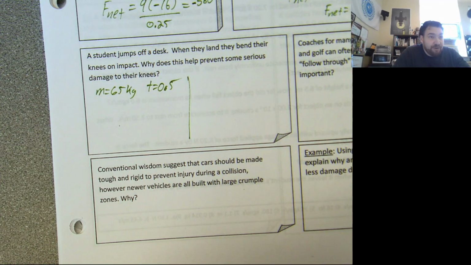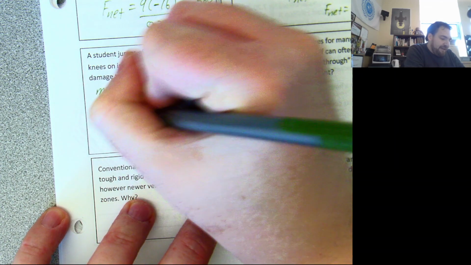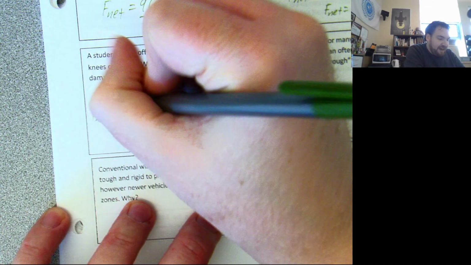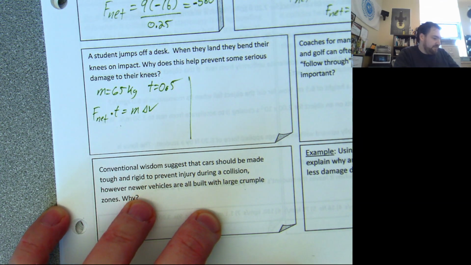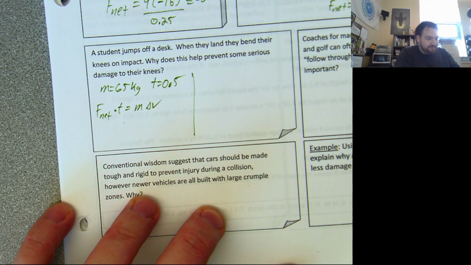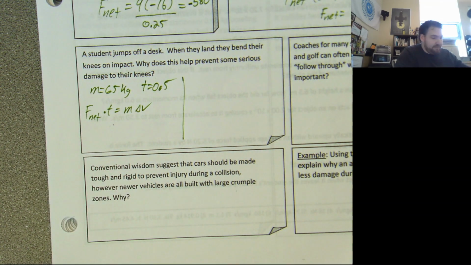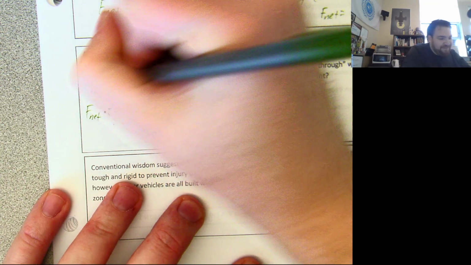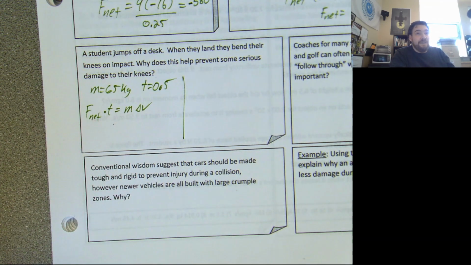What's the force required to bring me to a stop? Well, or this person to a stop. F net times time equals m delta v. How fast was this person? How fast was I moving? Let's say it was me. Let's change this. Now leave the mass 65. That's wishful thinking. How long did it take me to come to a stop?